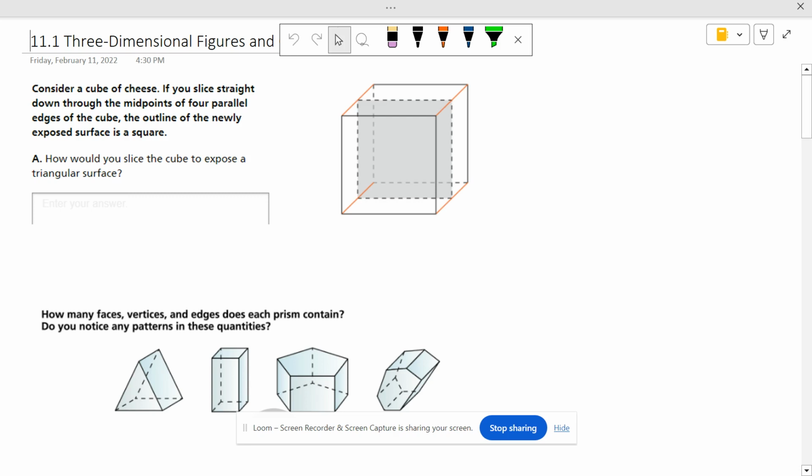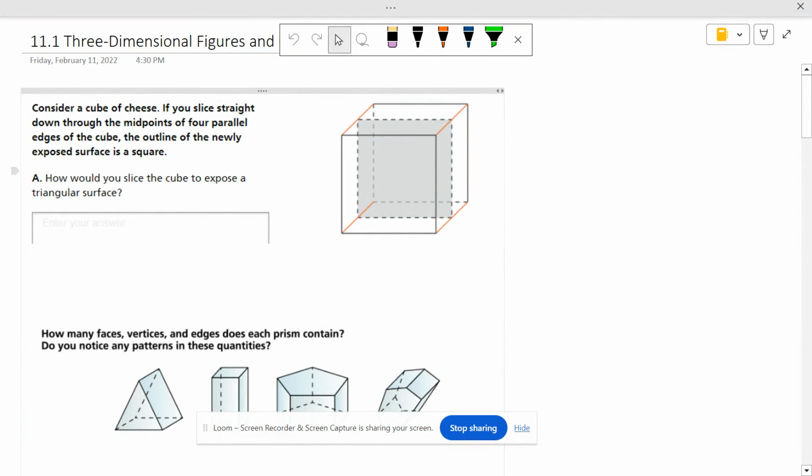So if I cut this parallel to the base, what shape would you see? What shape do you see right now? Triangle. So you'd see a triangle. If I cut this off parallel to the base, what shape would you see? Triangle. If I cut this off parallel to the side, what would you see? A rectangle.